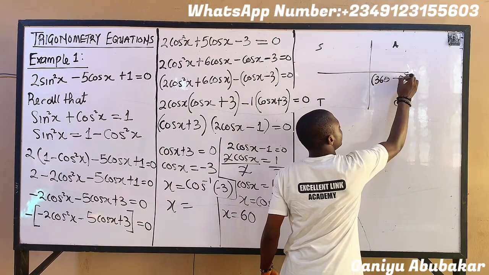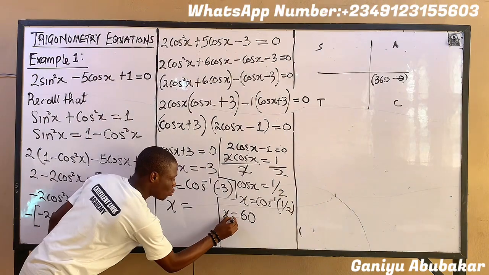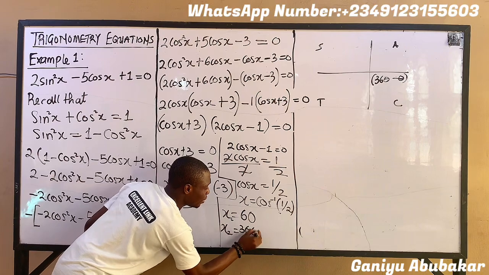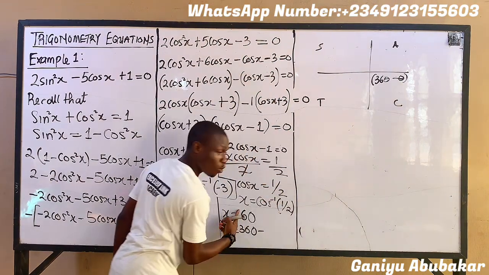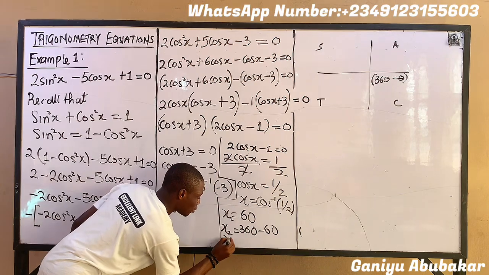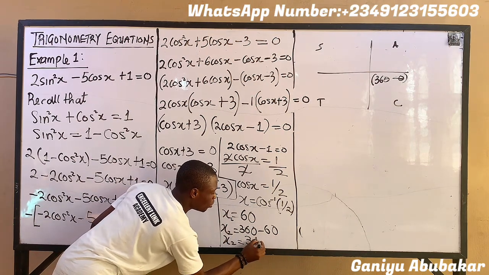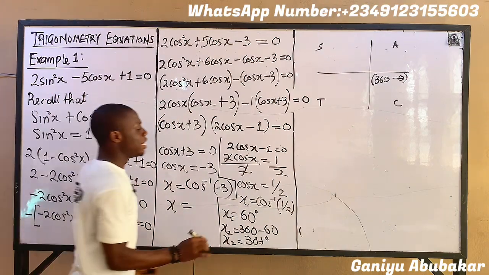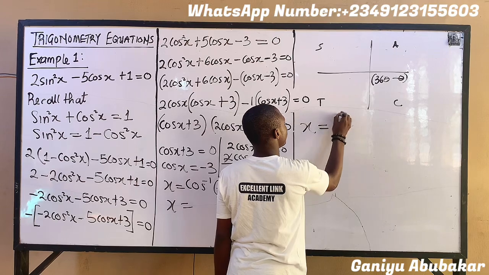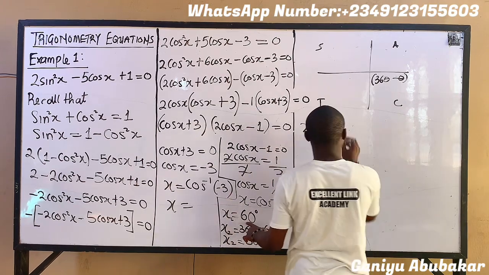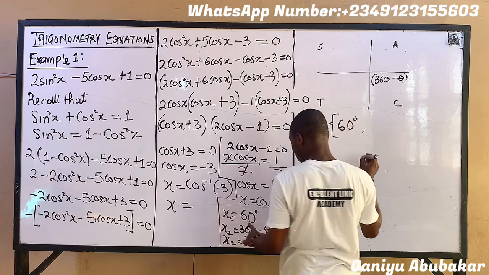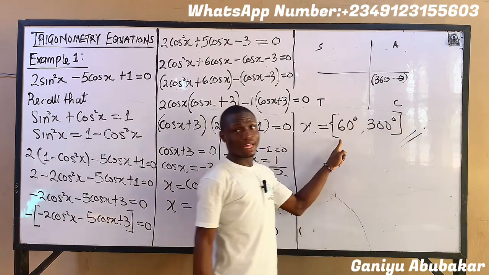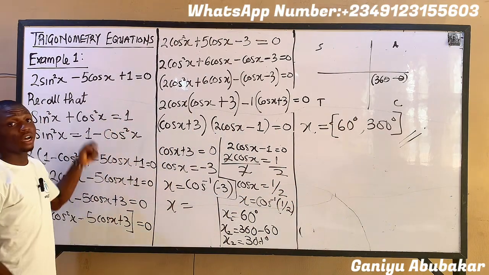So, go and bring out this. I'll have that. This is my S1 value. Let's get S2. That becomes what there? 360 minus what? What's theta? That's the angle here. Yeah? That's 60. So, S2 equal to what? 300 degrees. So, for this equation now, I have that the value for x is equal to what and what, please? 60 degrees and what there? And 300 degrees. So this becomes your answer to this particular problem.